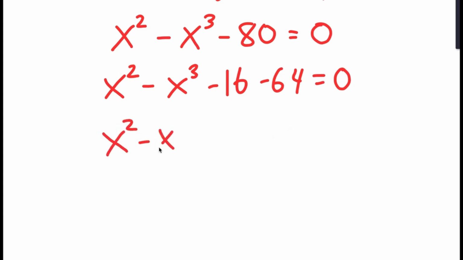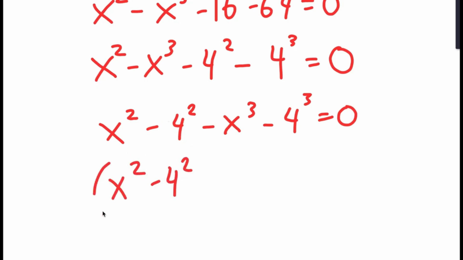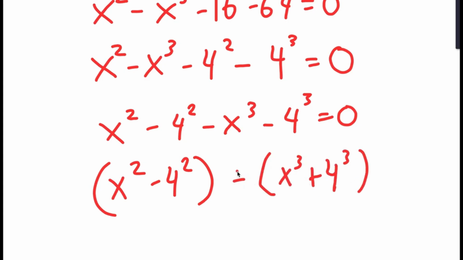Now, I'm going to first rewrite negative 16 as negative 4 squared, and negative 64 as negative 4 to the power of 3. And I'm going to group x squared with negative 4 squared, and x to the power of 3 with negative 4 to the power of 3. So now there are two properties that I'm going to use. Before that, I'm going to write this as x squared minus 4 squared, and I'm going to group this minus x to the power of 3 plus 4 to the power of 3. We put this plus because this negative sign distributes.